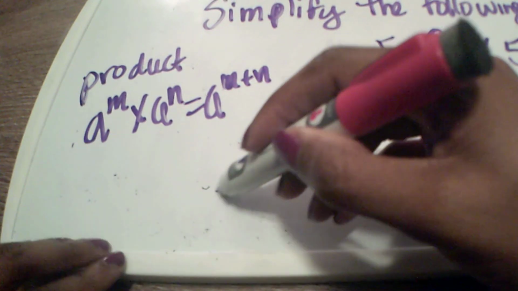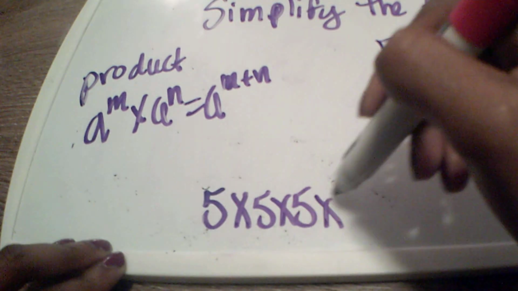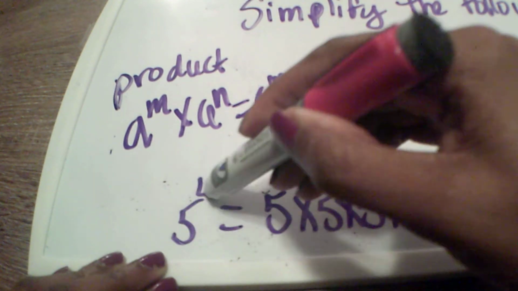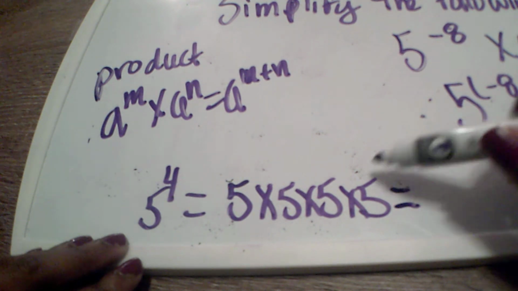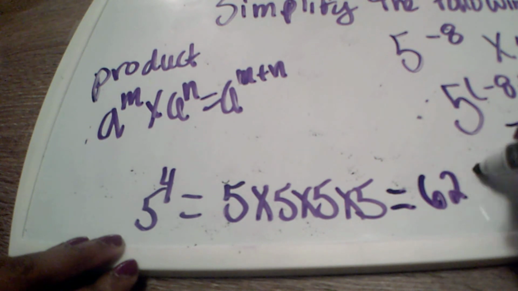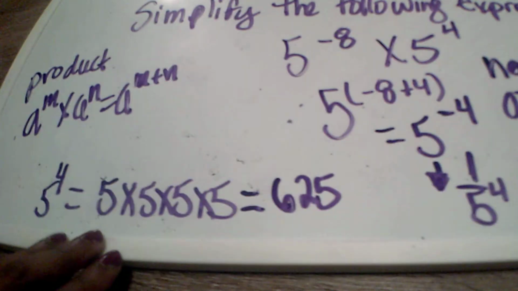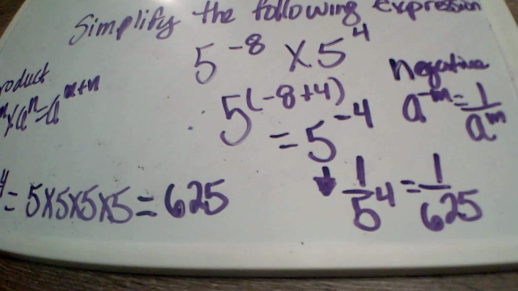That means we have to do 5 times 5 times 5 times 5, because that equals 5 to the 4th power. Like I said before, this is some math you can do on your own, but the answer to this would be 625. 625 will equal 5 to the 4th power, so we can write this as 1 over 625 as our final answer.